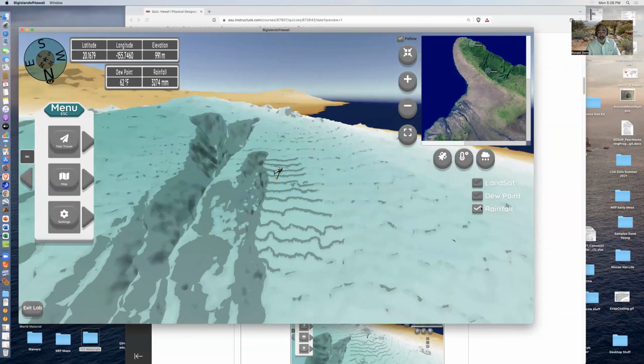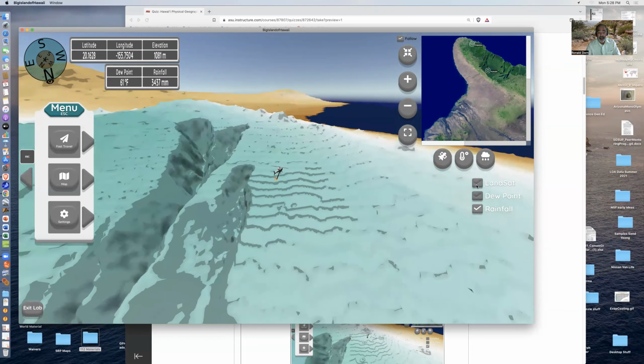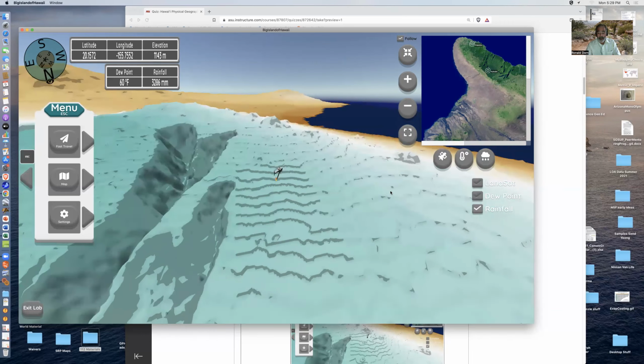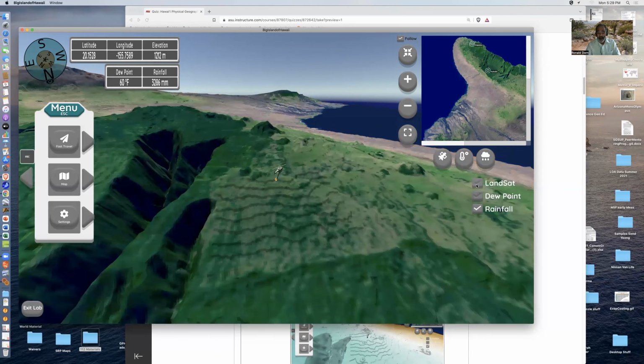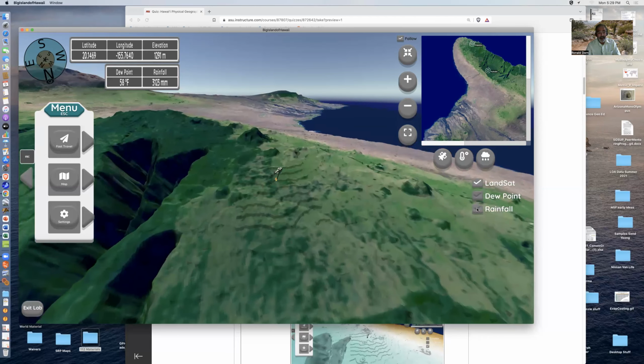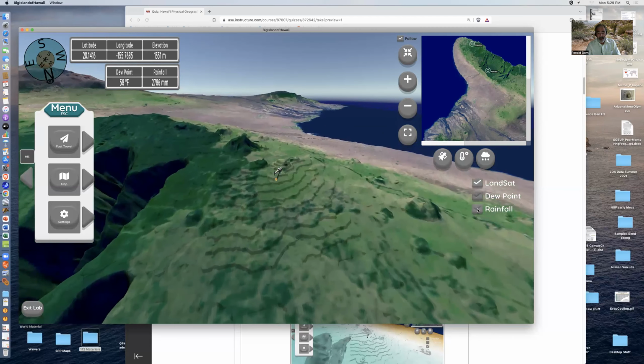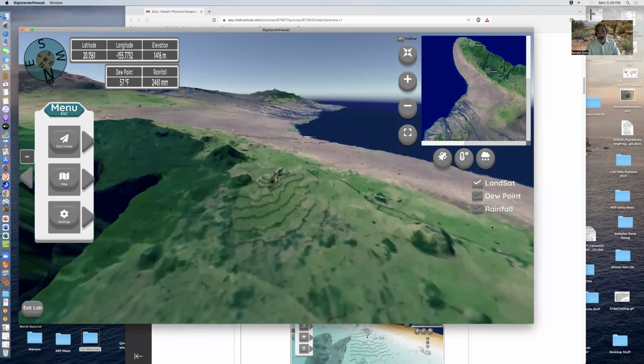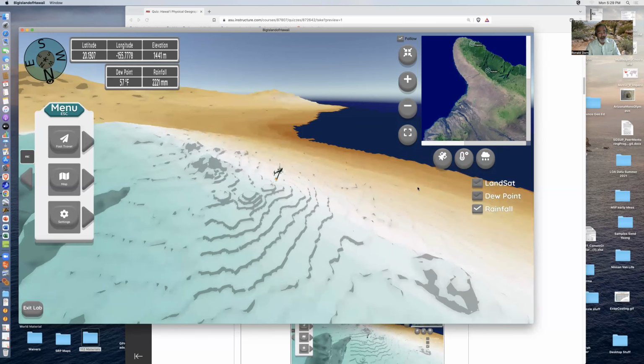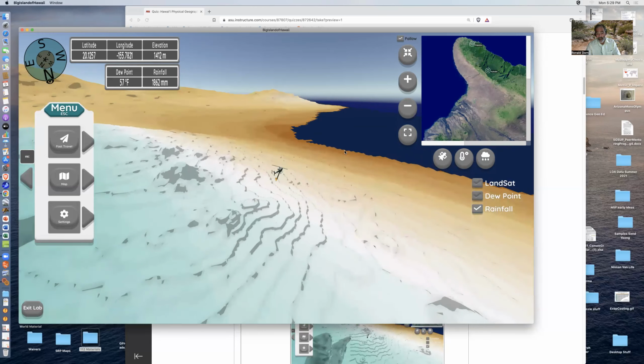So I'm now looking at the rainfall map where the dark blue areas are the most rainfall. And then I'm looking at Landsat. So where there's lots of rainfall, there's lots of green, and you notice there's brown coming on the other side. So I'm going back to rainfall, and there's very dry conditions on the other side.